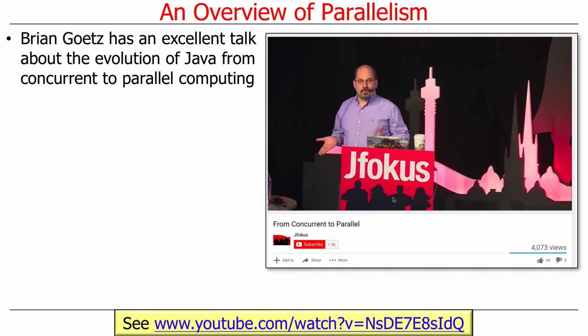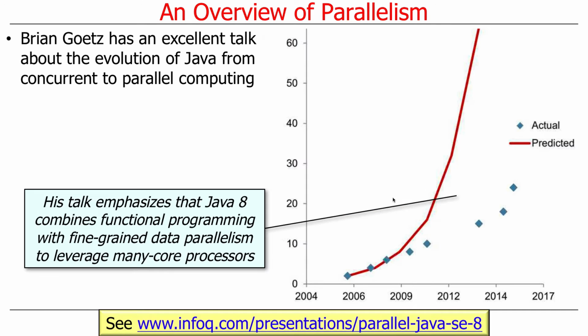and he talks about how Java has evolved over time from a focus on concurrent programming to parallel programming. And basically, his point is that as the number of cores has increased, right, so we've got lots and lots and lots of cores now, we really haven't managed to get as much speedup as we would have liked. And that's because people really had a hard time figuring out how to program concurrent programs. And so Java 8 focuses on parallel programs using something called functional programming and streams and so on.